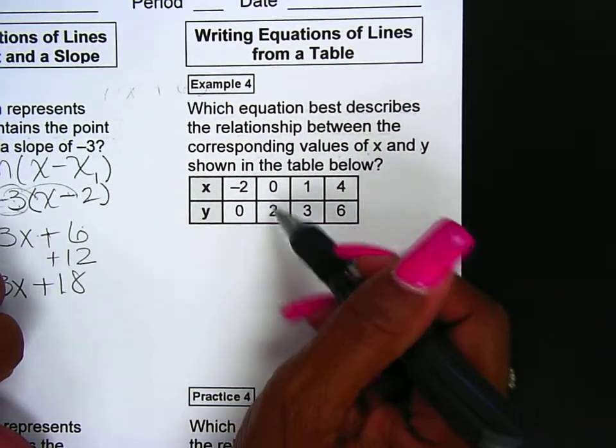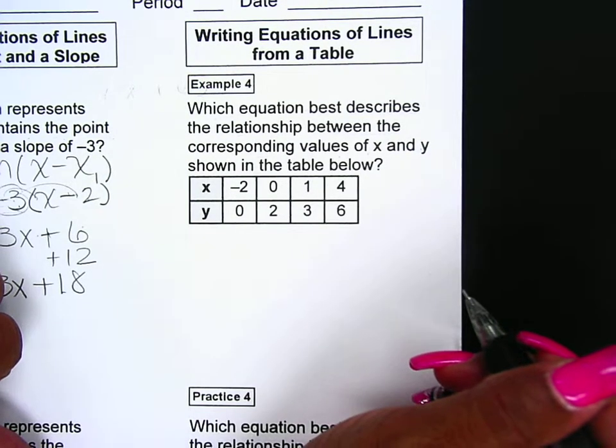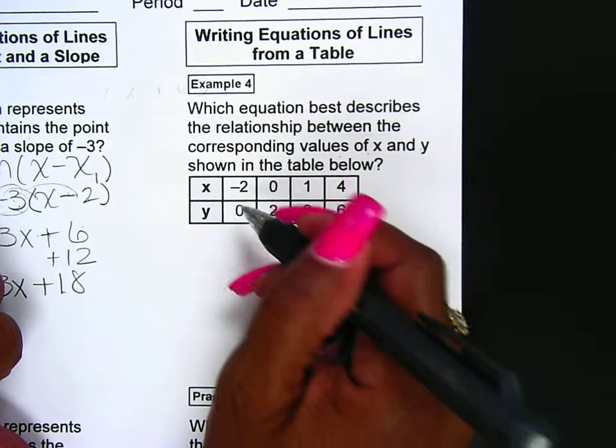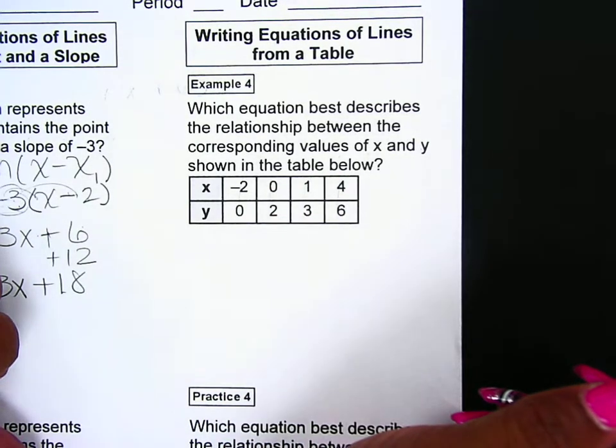Okay, hey, we're going to give you a lot of points. We're going to put it in a table. We'll call it a table of values. Ooh, we're tricking you. You'd be like, oh, it's too many points. You've got 1, 2, 3, 4 points. Okay? Choose any 2 points you want to.